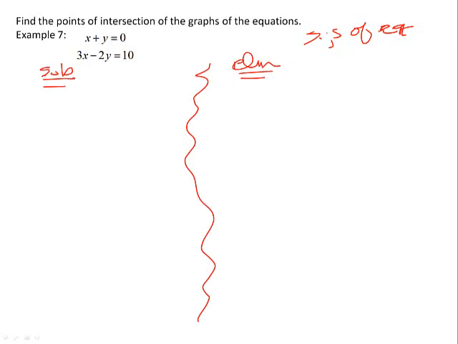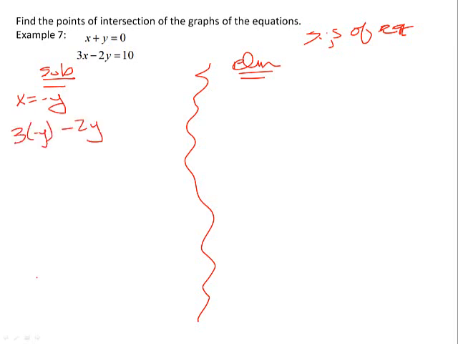I messed that up. Let's try that again. Alright, I need to plug in for x, not for y. Alright, so we've got 3, and for x I'm putting in -y, minus 2y equals 10. So you have to write it as a coordinate point, 2, -2.